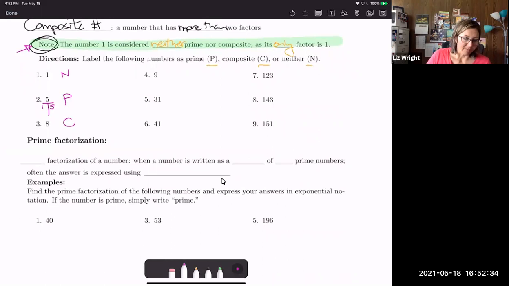So then prime factorization. So here's another definition for you. So prime factorization of a number. It's when a number is written as a product of only prime numbers. So it's when it's written as a product. Again, that's an answer to a multiplication problem, right? A product of only prime numbers, often expressed using exponential notation.